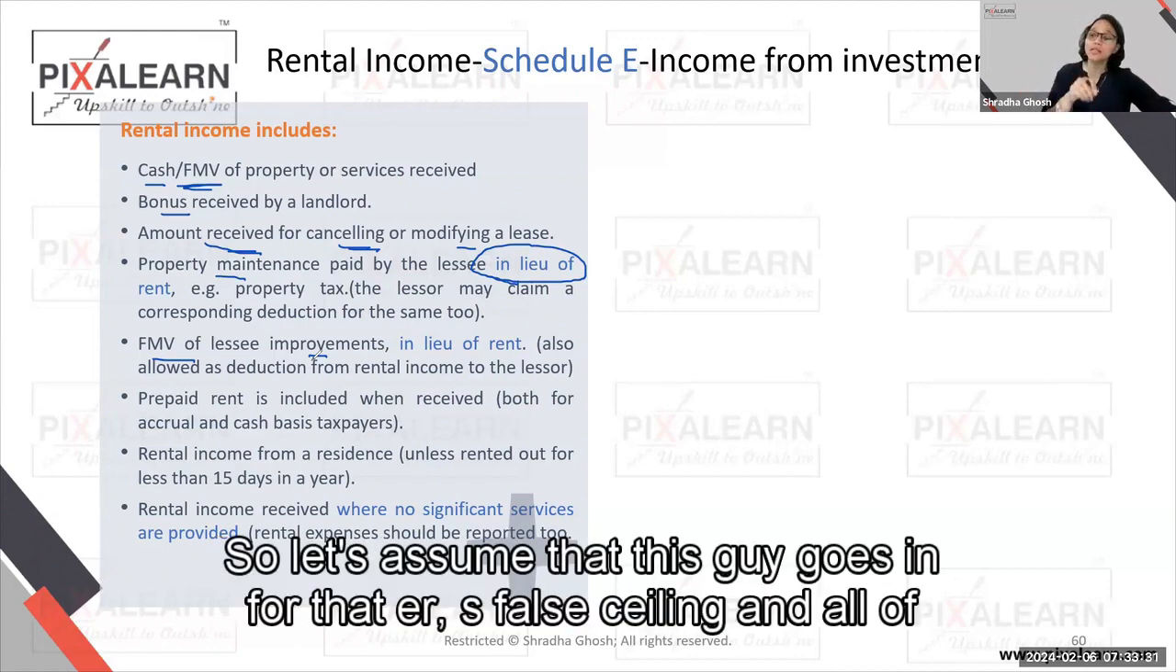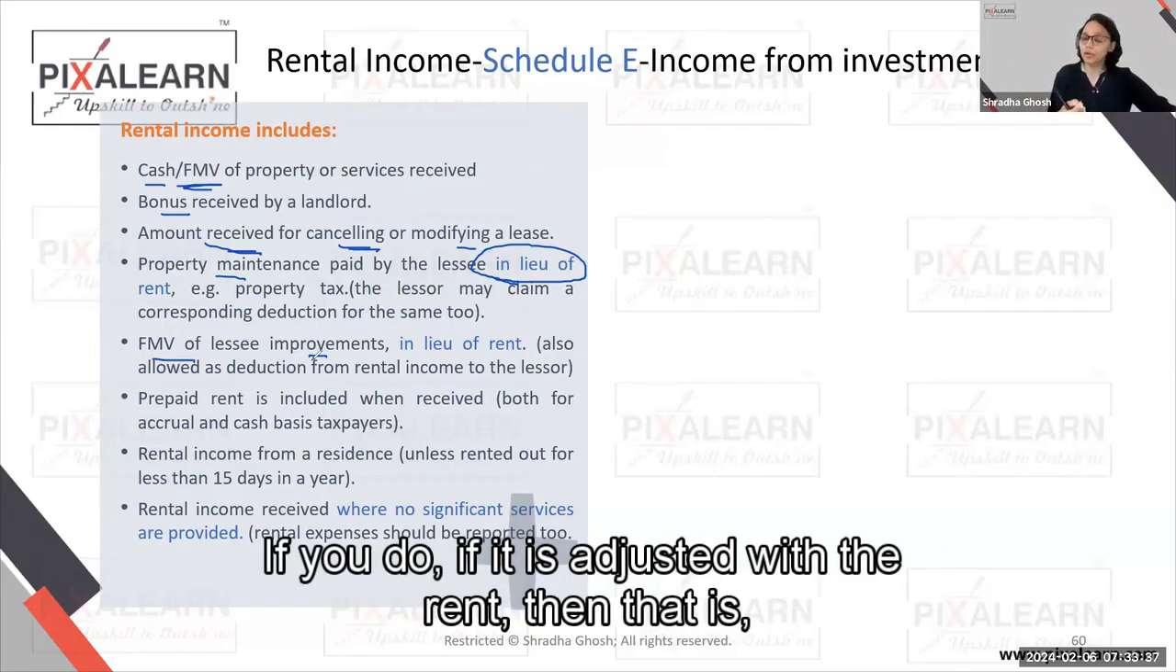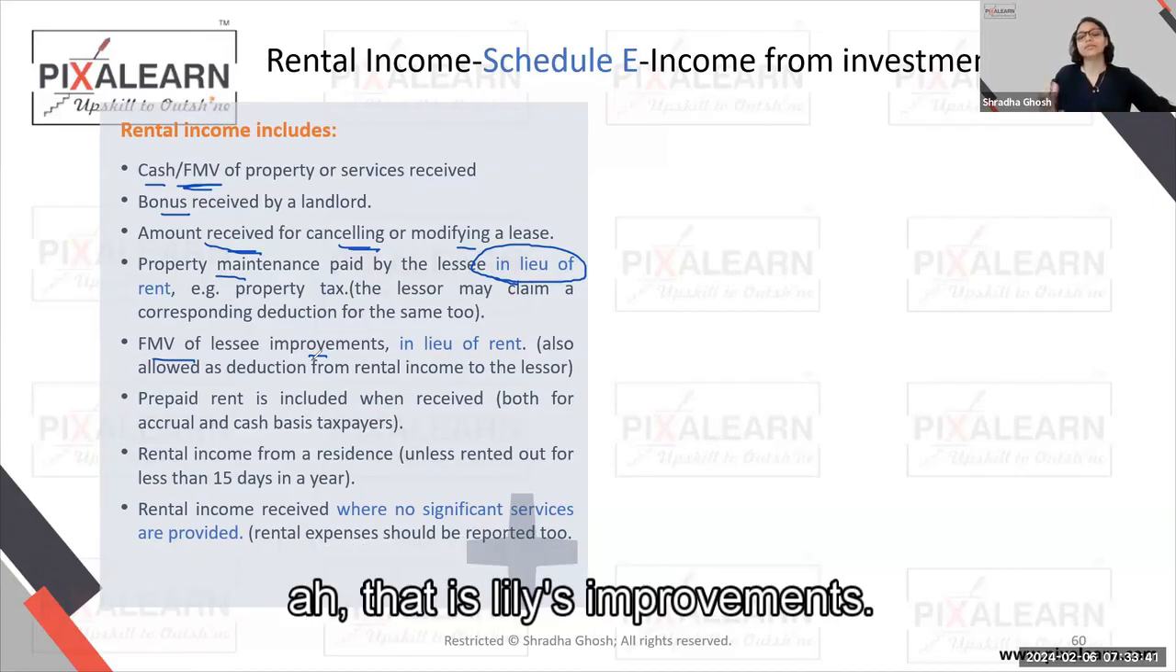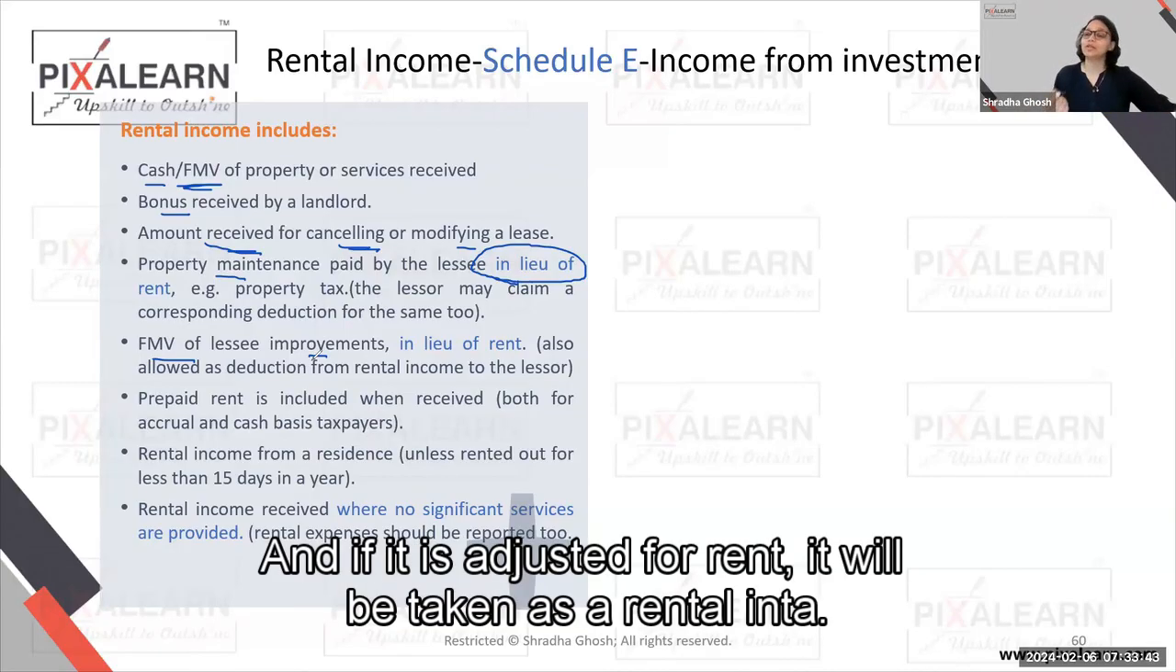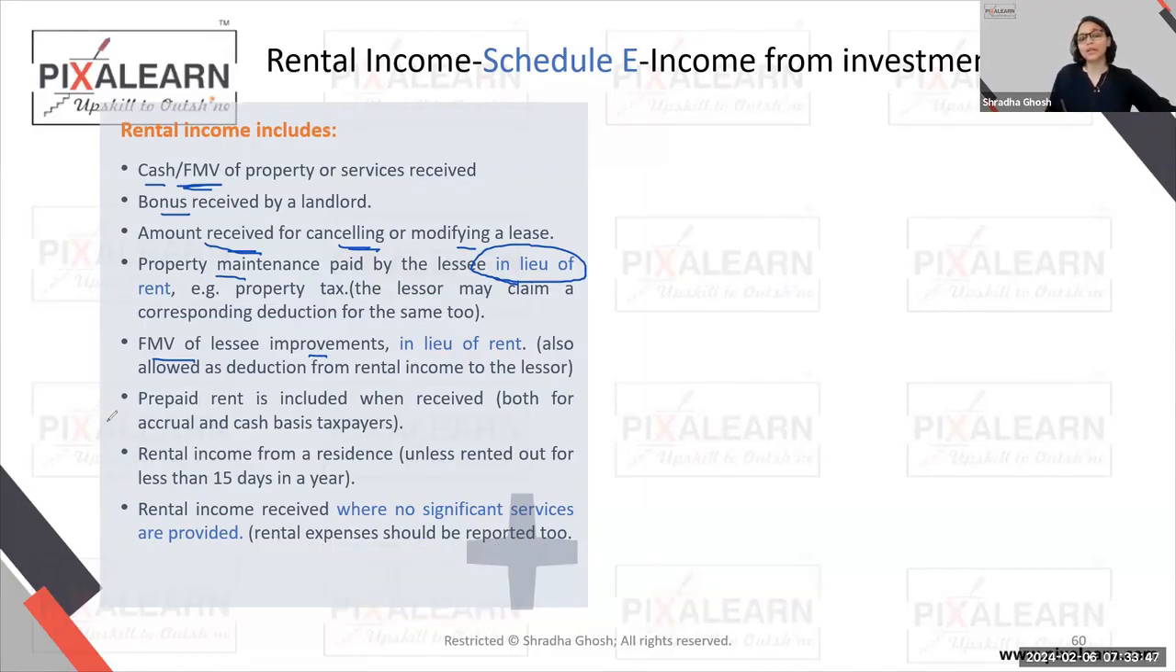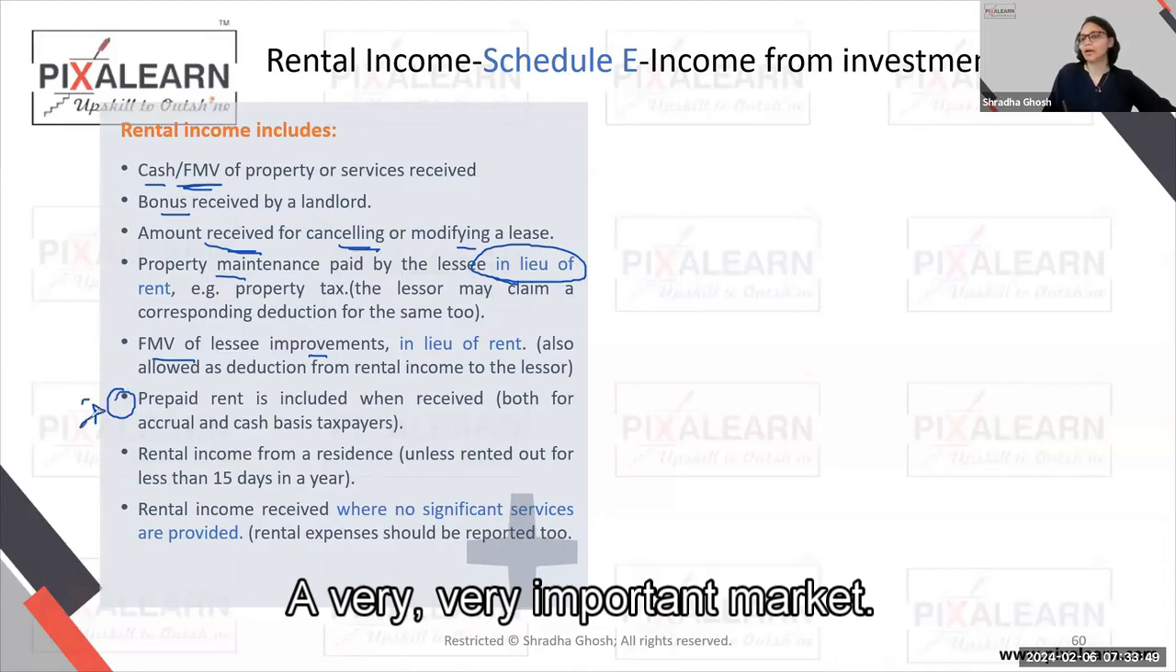Okay, so let's assume that this guy goes in for a false ceiling and all of that. All of that, if it is adjusted with the rent, then that is lessee improvements. And if it is adjusted for rent, it will be taken as rental income. Okay, this is very, very important.